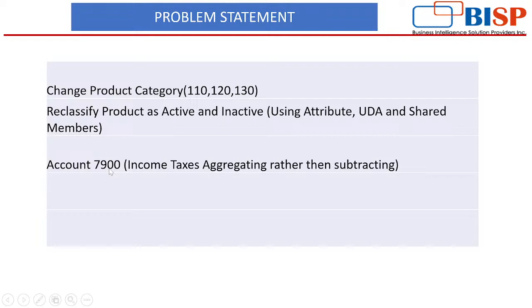So this is how we sort out such kind of tickets, where any member is not performing the right result. It is supposed to subtract but it is aggregating, so we will go into the member properties and change the aggregation sign.